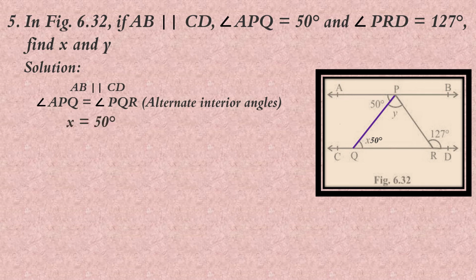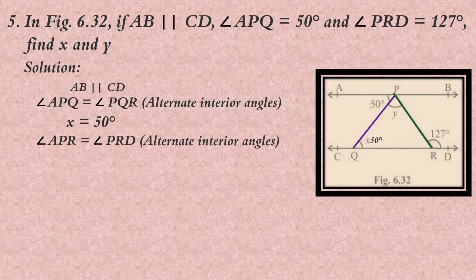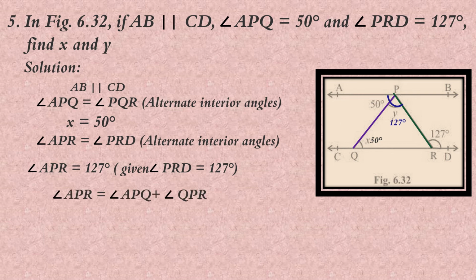Now look at the other side. PR is the transversal. So which angles are equal? 50 plus y is equal to 127 degrees. From that we can easily find the value of y. So let us write this. APR is equal to PRD. So we can write 50 plus y equal to 127, since alternate interior angles are equal. So y is equal to 77 degrees.